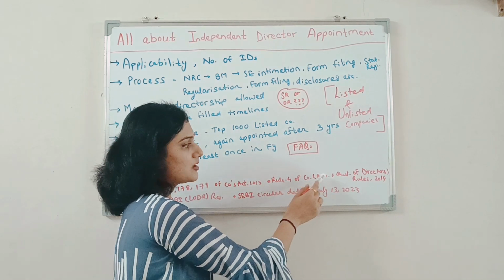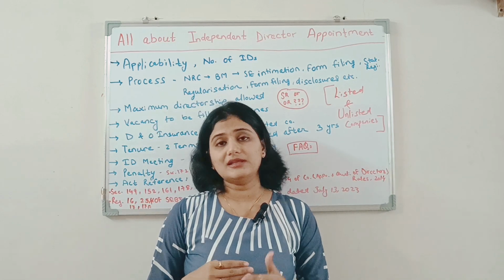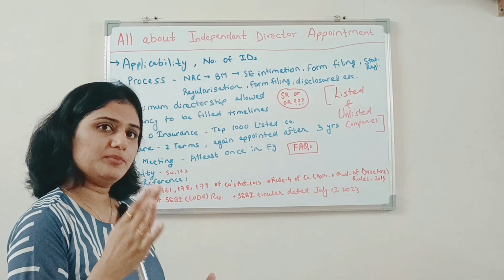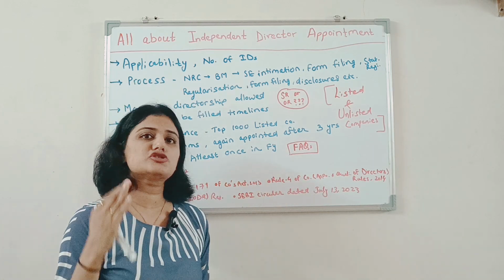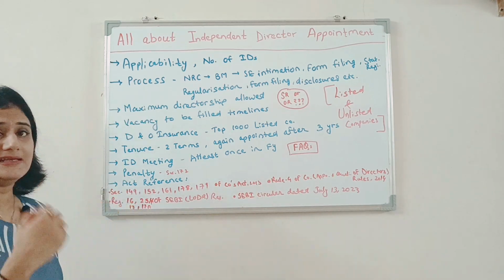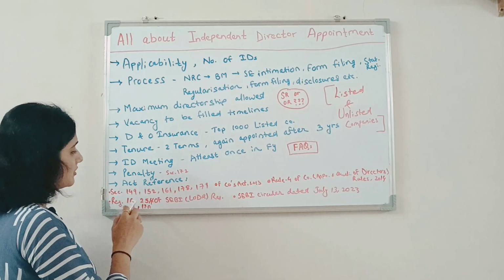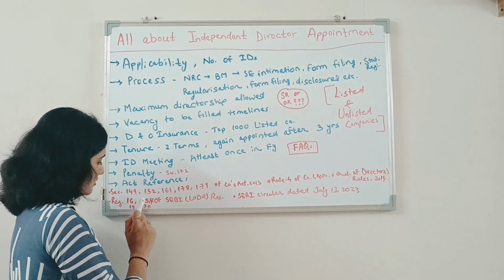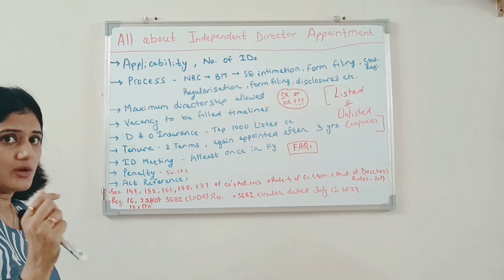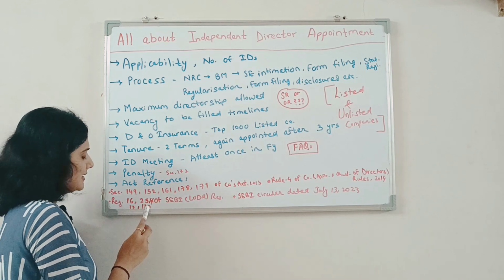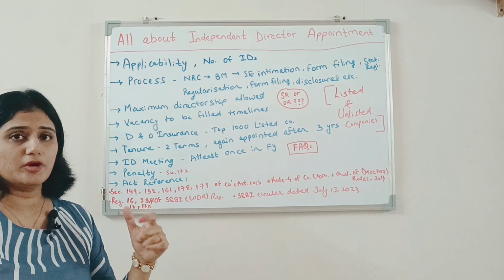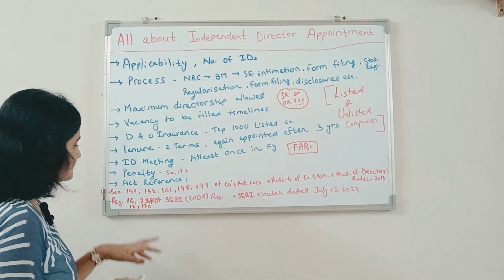Then rule 4 of the Companies (Appointment and Qualification of Directors) Rules, 2014, this describes which public companies are required to appoint an independent director. The same rule will be applicable for constitution of the nomination remuneration committee and audit committee. So this is the rule. Then regulation 16, this gives the detailed definition of the term independent director. Regulation 17 gives the number of independent directors required to be appointed in the listed company. 17A describes the maximum directorships an ID can hold in companies simultaneously.